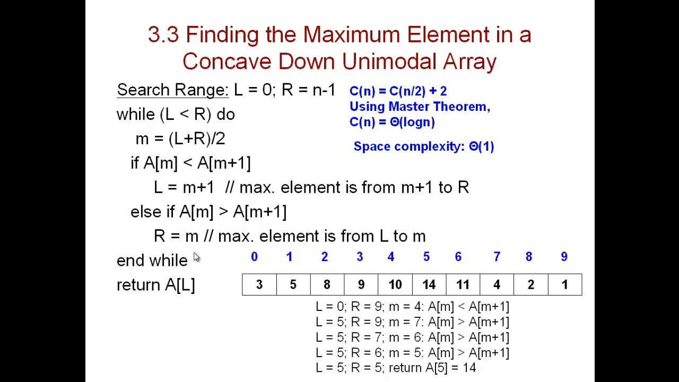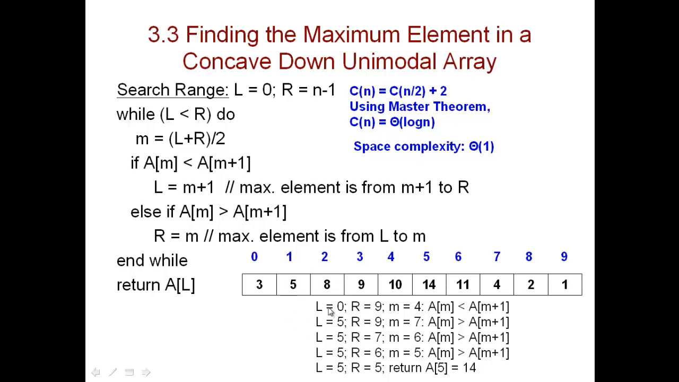Okay. So we reduce the search space as we go through the iterations, and there will be a time when the left index will be equal to the right index, and at that time we can come out of the loop and return the value at that index. Because left index is equal to right index, we can just use the left index to access the value and return that as the maximum. So let us do the example using this logic.